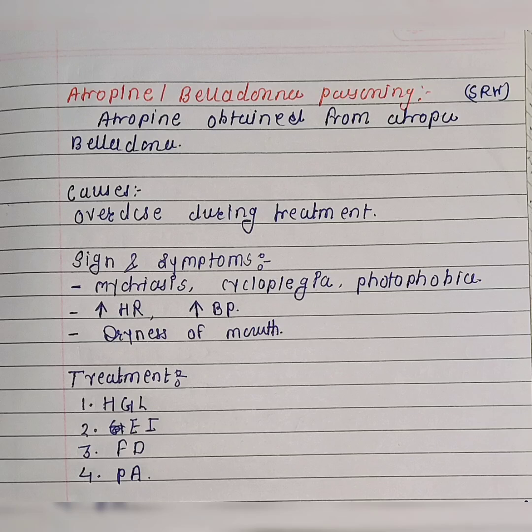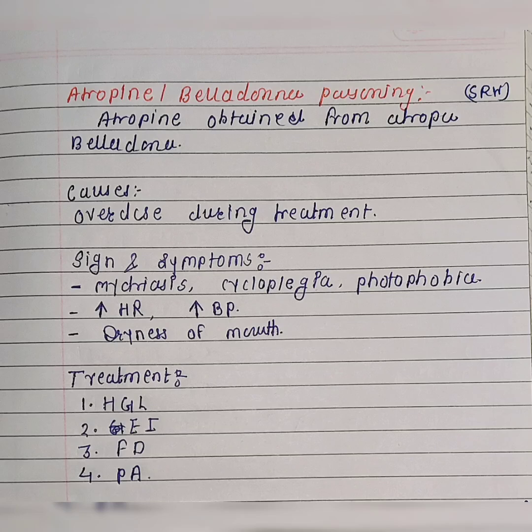Endotracheal intubation. If the respiration is slightly affected, oxygen can be given by nasal catheter. Endotracheal intubation is done when spontaneous respiration is needed and also to remove secretions. Then forced diuresis. Diuretics like mannitol and furosemide are used to increase the excretion of atropine. Then prophylactic antibiotics. These antibiotics are given to prevent infection.